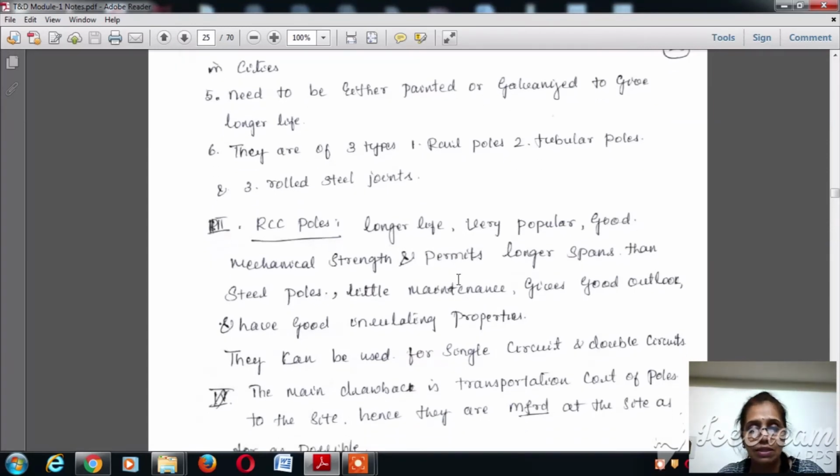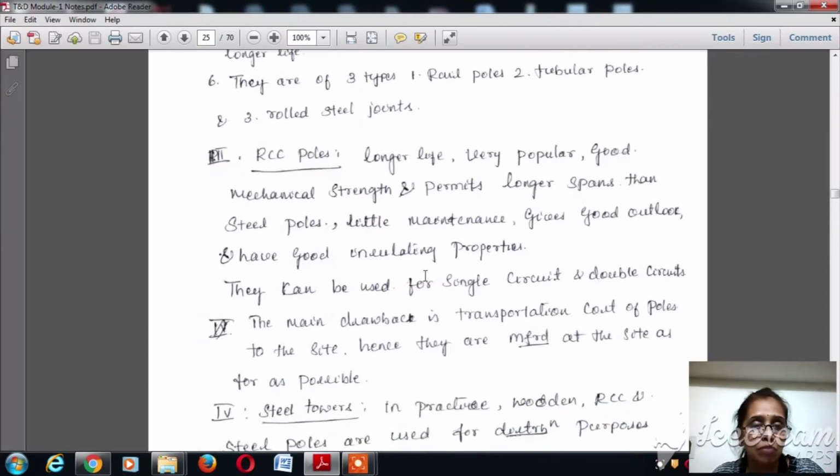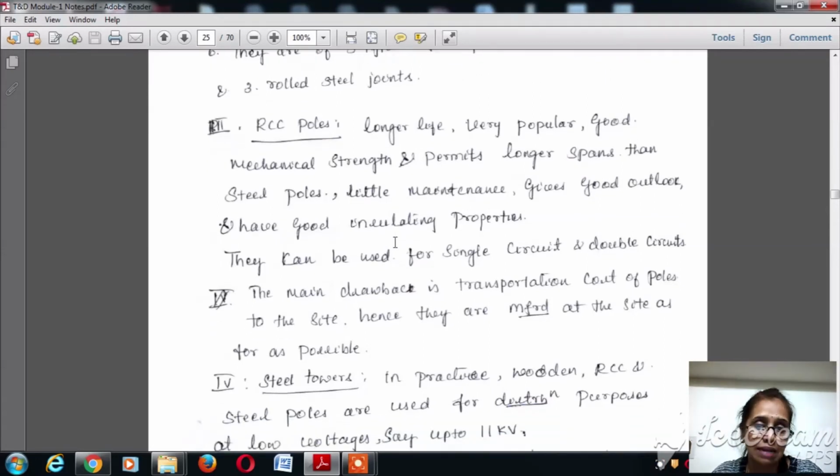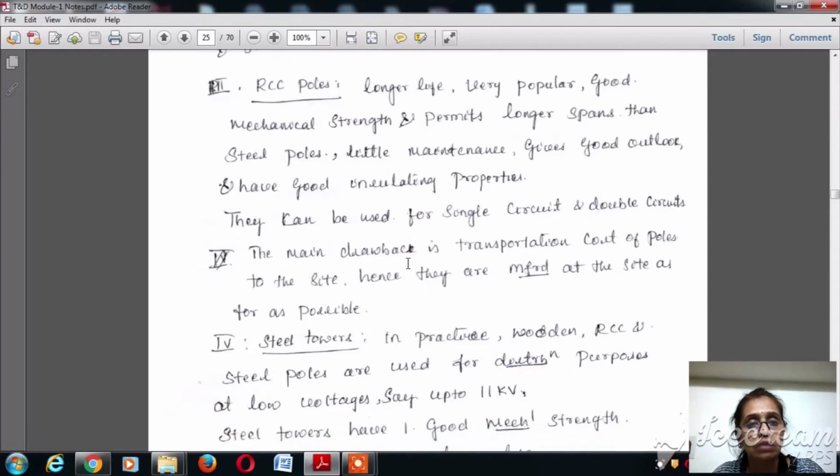of the city. So compared to steel poles, we have moved on to another type of poles, which are called RCC poles. Because RCC poles offer longer life, they are very popular, easy to construct at the site, and offer good mechanical strength. They permit longer spans than steel poles, and they attract very little maintenance. They give a good outlook, and they have good insulating properties.